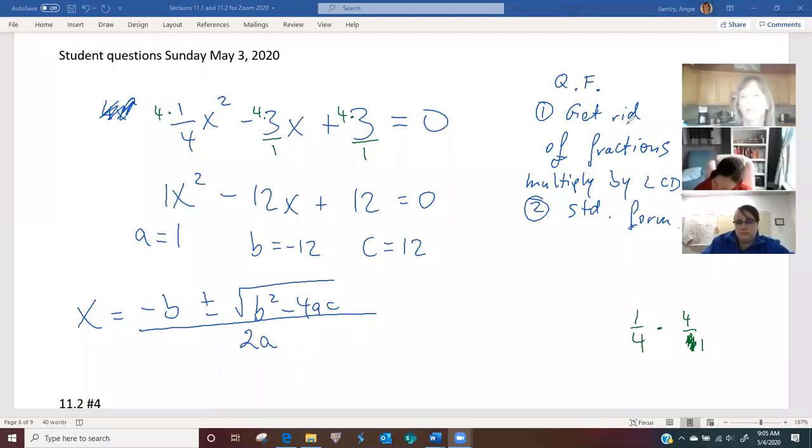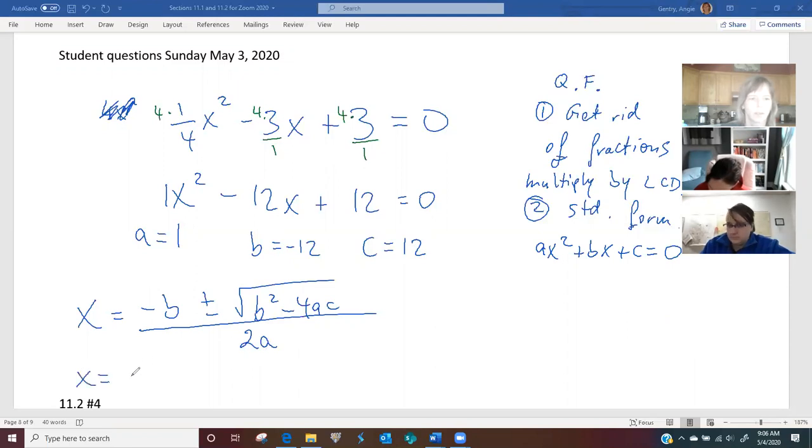So we got rid of the fractions by multiplying each term by 4. That's the green. Then these are just some questions we wanted to answer for students about 11.1 and 11.2. And then we have standard form, meaning you need everything equal to 0. And then the coefficient of each one of those is what A, B, and C are, including the sign. So then we have the quadratic formula that you will be given even on the test and on the final. And all you have to do is plug stuff in.